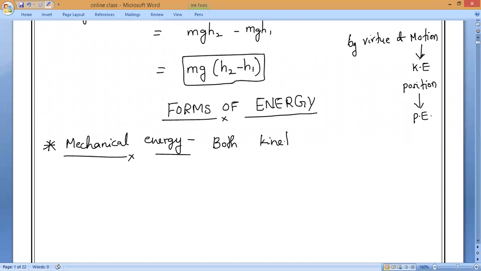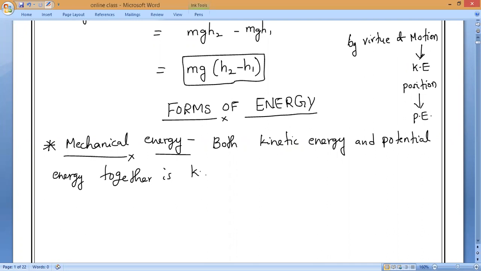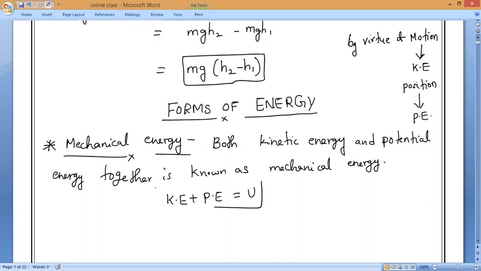Both kinetic energy and potential energy together is known as mechanical energy. Clear, everybody? Now remember, mechanical energy is represented with U. The sum of kinetic energy plus potential energy of an object is always equal to U, the mechanical energy.